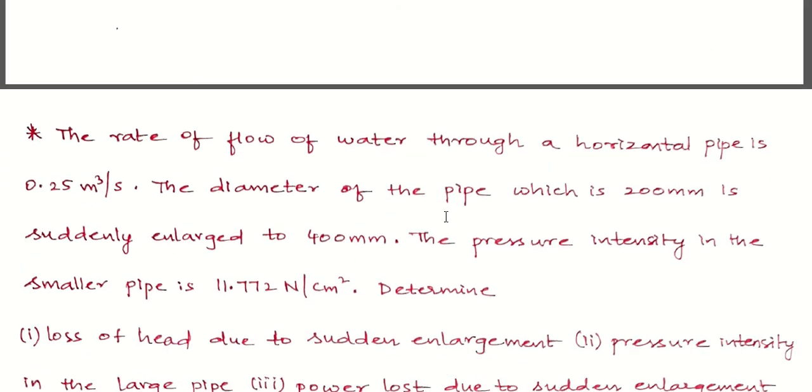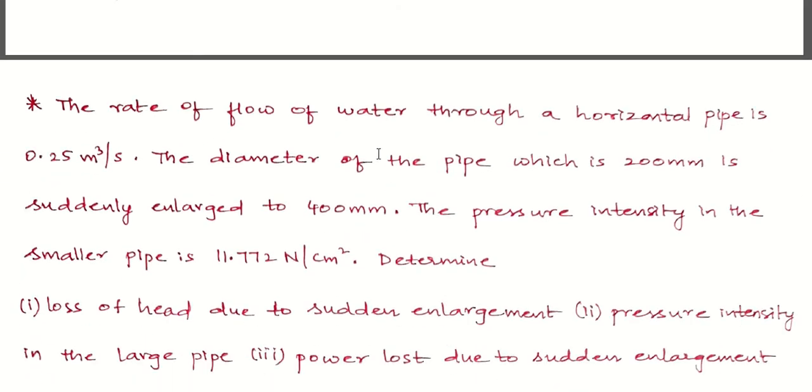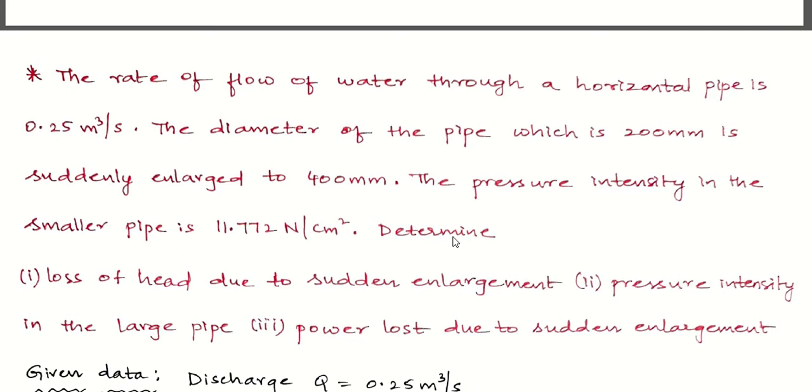Now let's see the next problem. The rate of flow of water through a horizontal pipe is 0.25 meter cube per second, means what? Discharge is given. The diameter of the pipe, which is 200 mm, is suddenly enlarged to 400 mm. Again this is the case of enlargement. 200 mm pipe is getting enlarged to 400 mm. The pressure intensity in the smaller pipe is 11.772 Newton per centimeter square. So pressure in the pipe before enlargement is given. He is asking us to determine loss of head due to sudden enlargement.